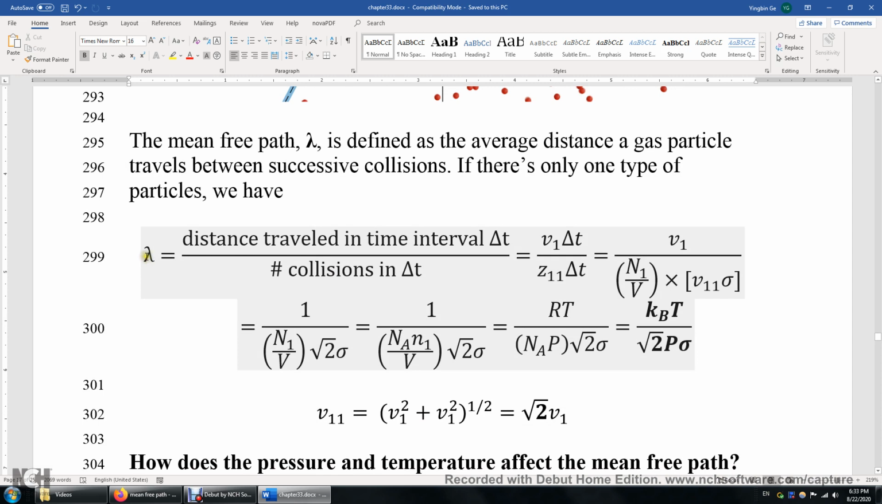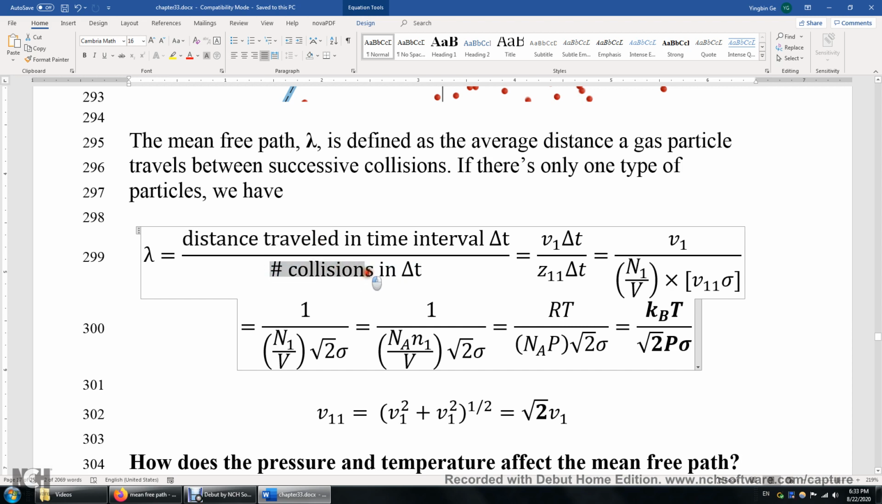Now let's look at the formula. Lambda is simply the distance traveled by the particle in a time interval delta t, divided by the number of collisions. Again, both are in the same time interval delta t. Therefore, this delta t and this delta t eventually will cancel. How do we calculate the distance traveled? Very simple. The speed of this molecule times delta t. The number of collisions is the collisional frequency times delta t. Again, delta t and delta t cancel.